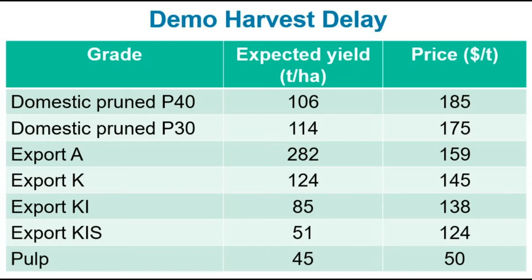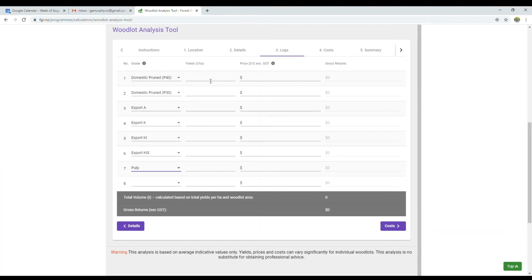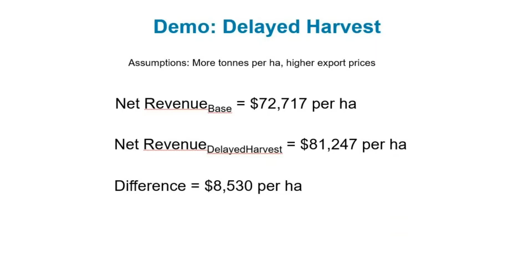If we had not clicked on the reset button, all we would have needed to do was step back to the logs page and enter the new yields and new prices. Gross returns, costs, and net returns would all be immediately updated, and we would find that the expected net return from delaying the harvest by 2 years would be $81,247 per hectare, or an increase of about $8,530 per hectare.